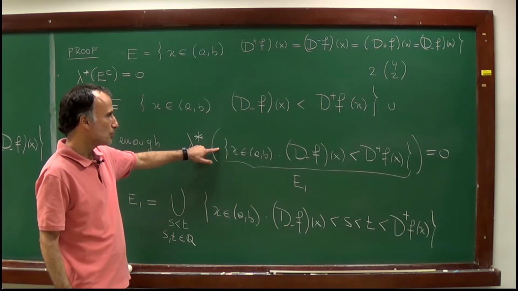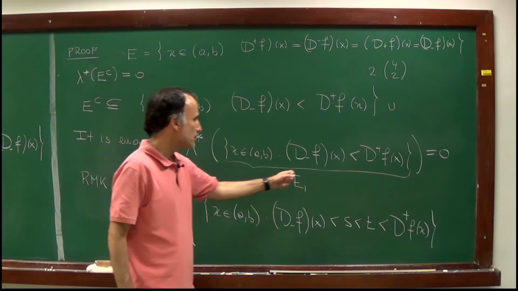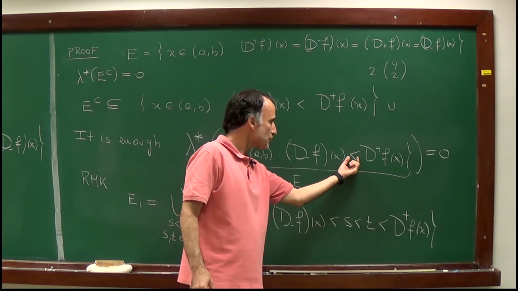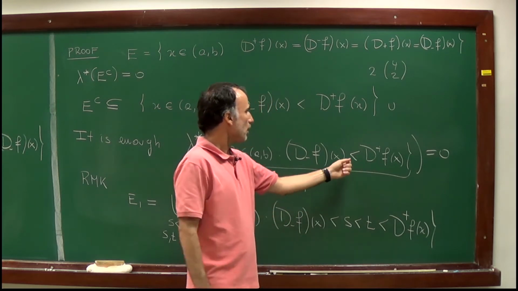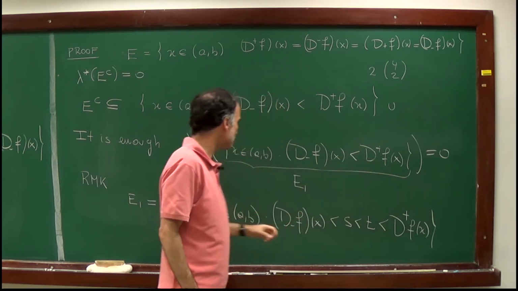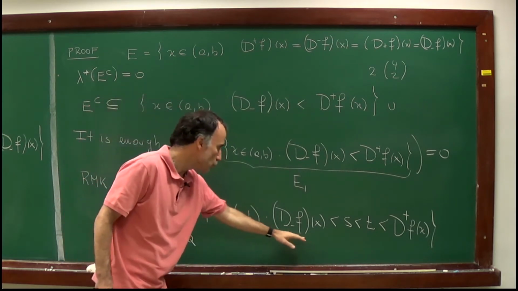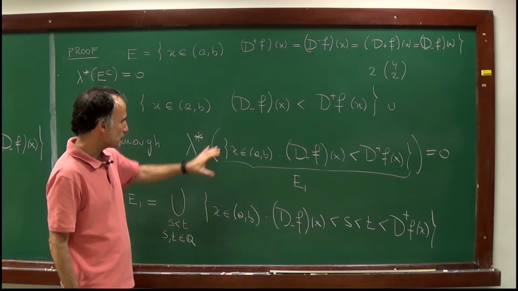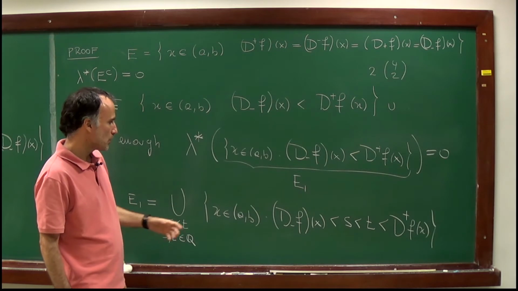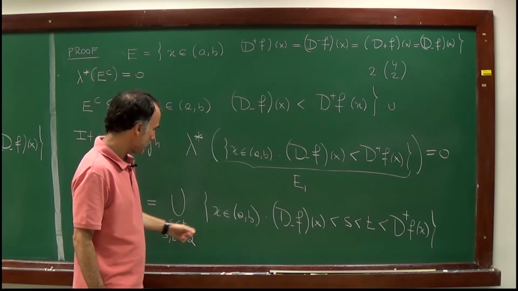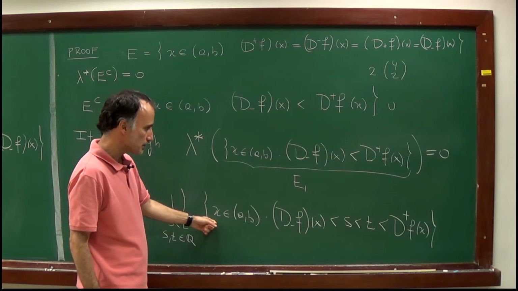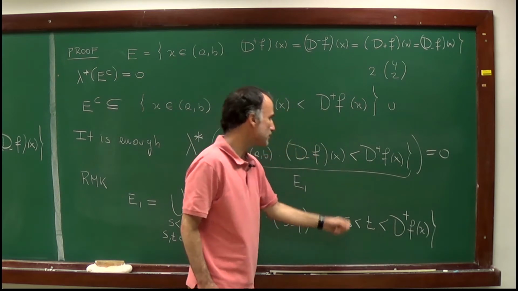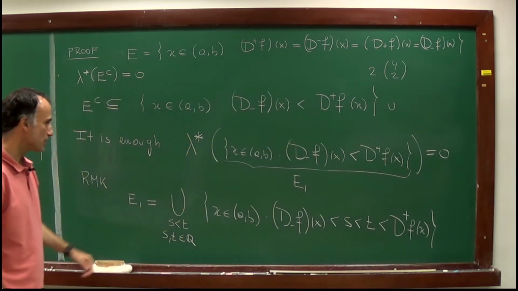Well, suppose that you belong to this set. This means that this derivative is smaller than that one. Then I can find two rational numbers which are greater than this one and smaller than that one, which means that this point x belongs to one of these sets, and therefore it belongs to the union. So that set is clearly contained in this one. On the other hand, if you take a point in this union, it belongs to one of these sets. And if it belongs to one of these sets, this means that d minus is smaller than d plus, and therefore you belong to that set. So these two sets are equal.